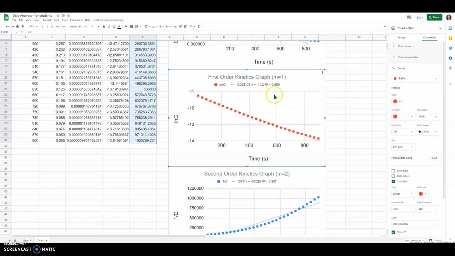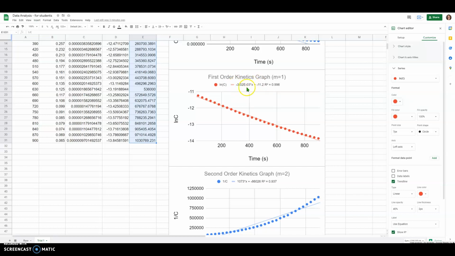Now, the other thing that's special about this graph is the slope of this graph is going to give you the rate constant. So up here in the equation for the line of that trend line, I can take this value, this negative 3.02 times 10 to the negative third, and I can use that to determine the rate constant. Now, because this slope is negative, remember that for these kinetics graphs, any of the slopes that are negative, the slope is going to be equal to negative the rate constant. So basically what that means is for this graph, I know that the rate constant is actually positive 3.02 times 10 to the negative third.